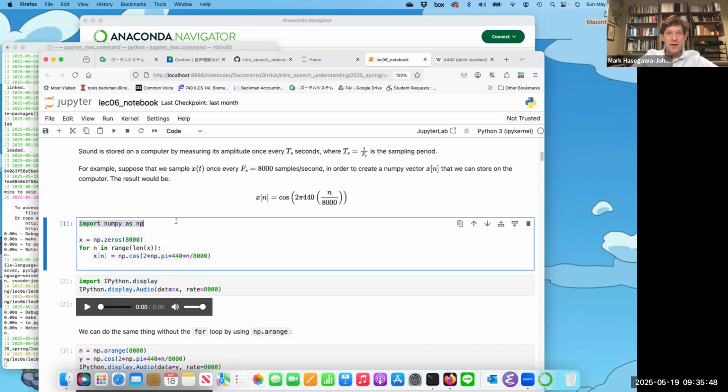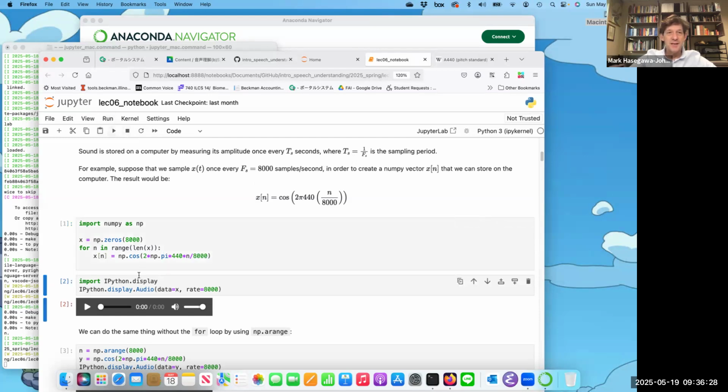We can first import NumPy, and then we can create 1 second of audio at 8,000 hertz by creating an array of all zeros. This is NumPy zeros, 8,000 samples long. And then for every sample n in the range up to 8,000, we want to create a sample x of n, which is the cosine of 2 pi times 440 times n over 8,000, right? The time in seconds is the integer n divided by 8,000, because 1 over 8,000 is t sub s, the sampling period.